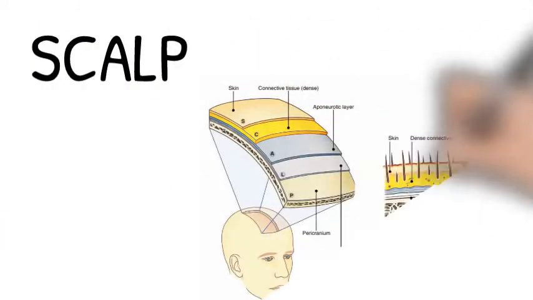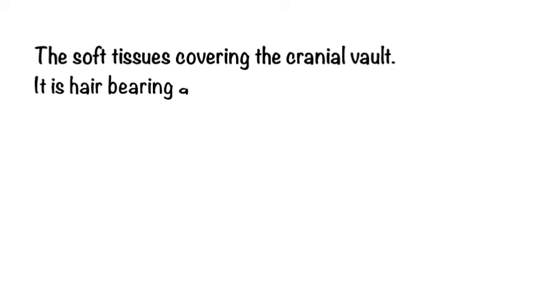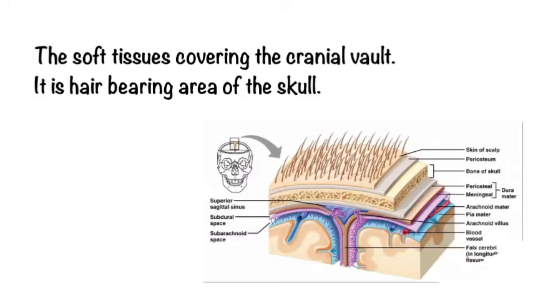Hi guys. In this video we are going to study about the scalp. What is the scalp? The scalp is the soft tissue covering the cranial vault. The forehead, though not covered with hair, is included in the scalp. Let's see the extent of the scalp.